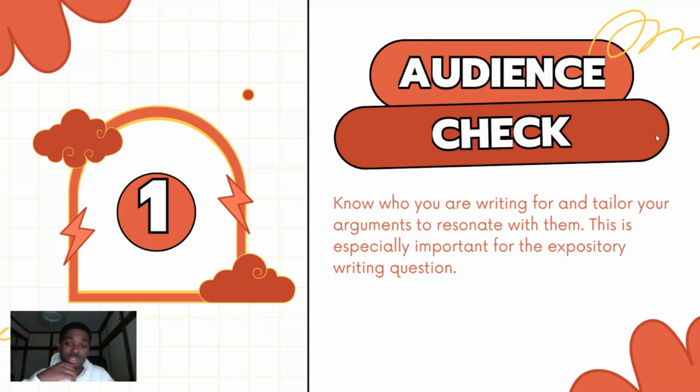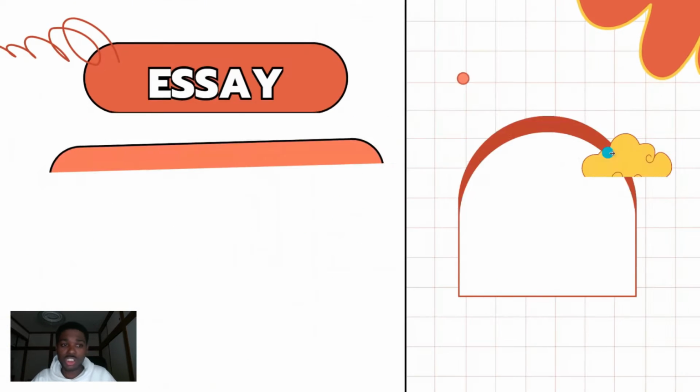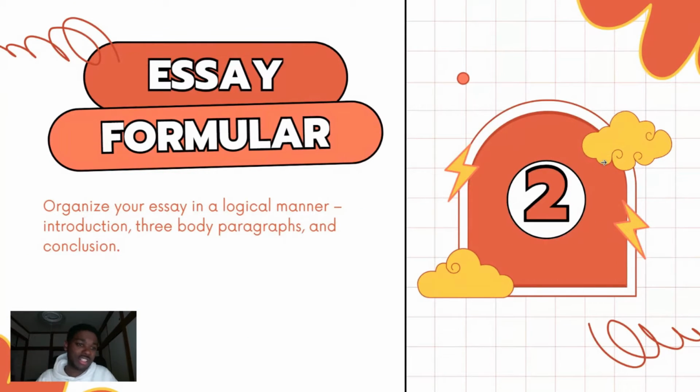Sometimes you will, for example, you might be writing to someone. This applies even more so for the expository piece, but checking your audience can definitely help you to know how to tailor your writing. Yeah, not just CSEC wise, but in general.